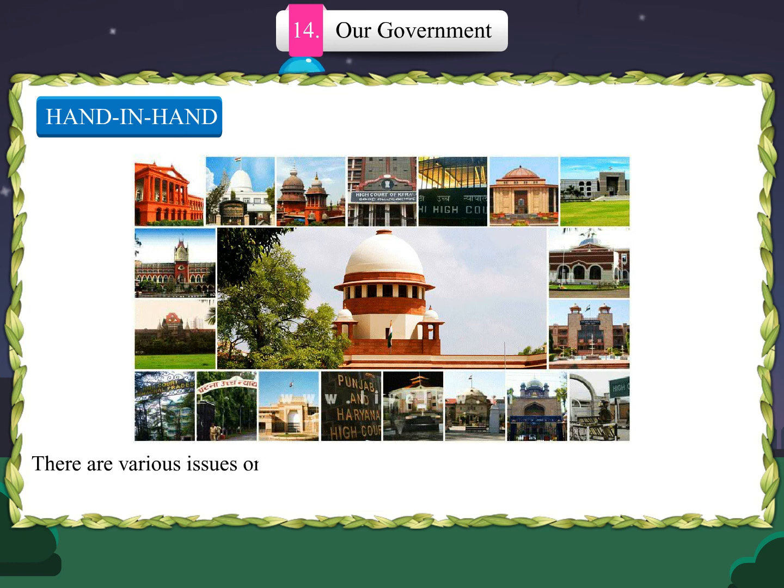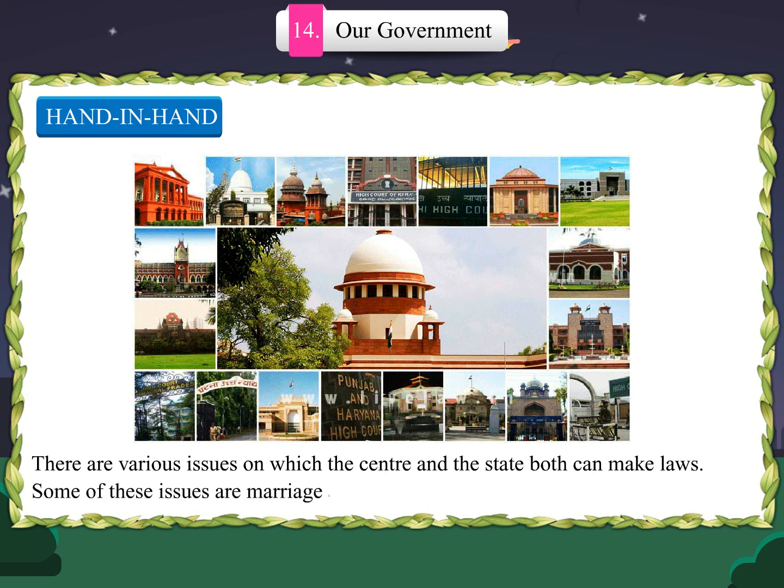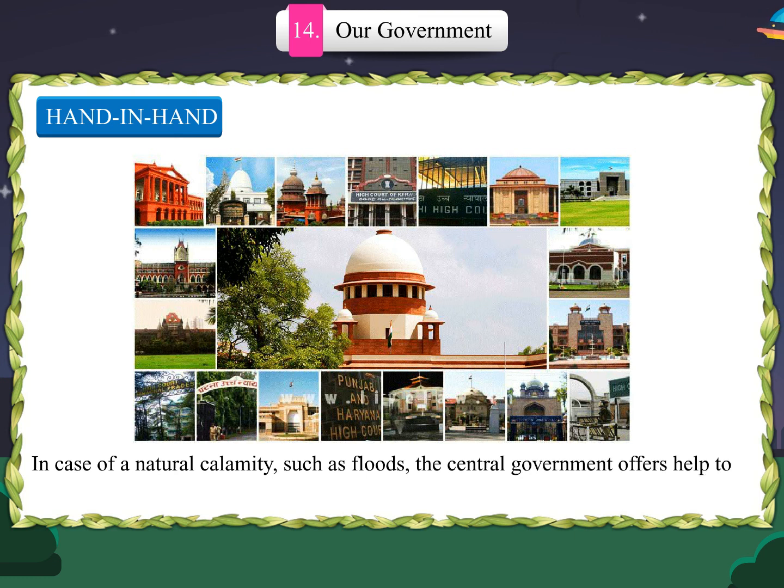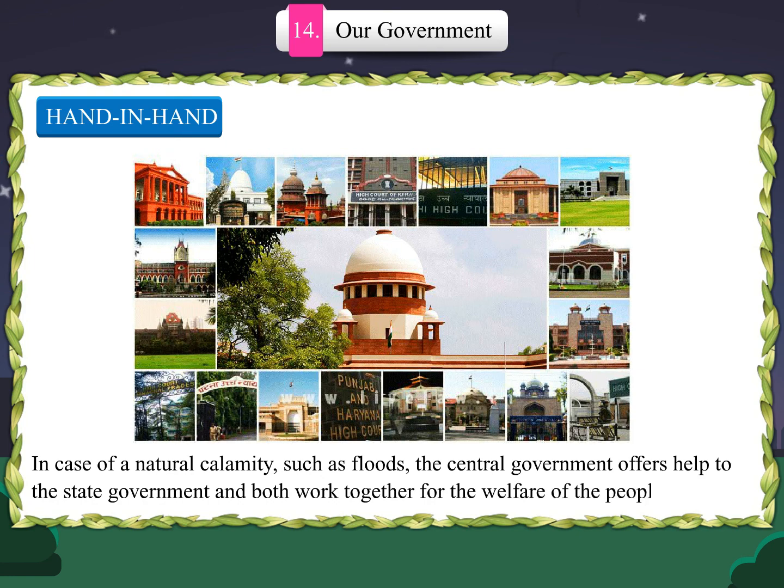There are various issues on which the center and the state both can make laws. Some of these issues are marriage and divorce, property laws, civil procedures, etc. In case of a national calamity such as floods, the central government offers help to the state government and both work together for the welfare of the people.